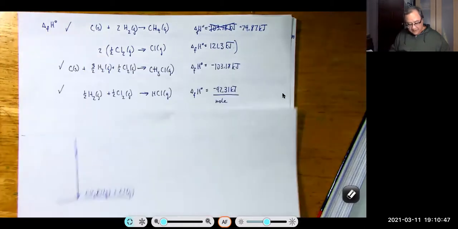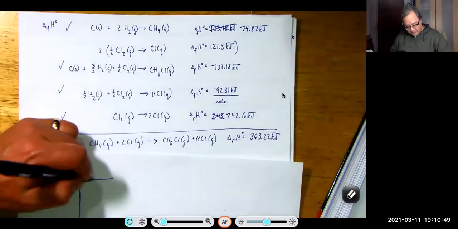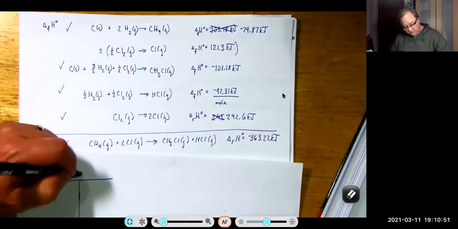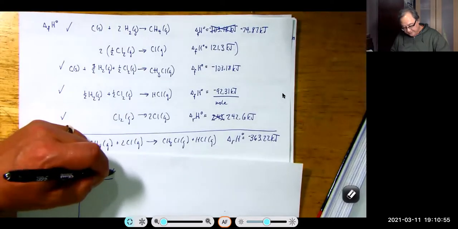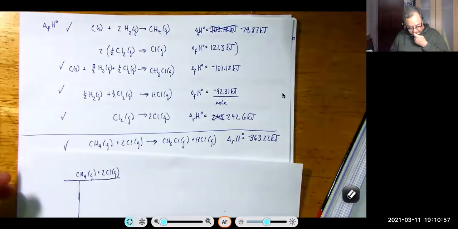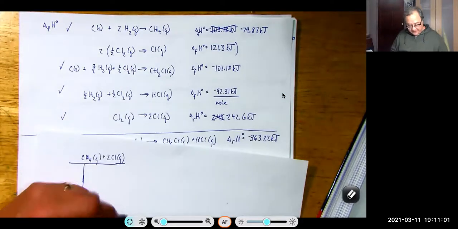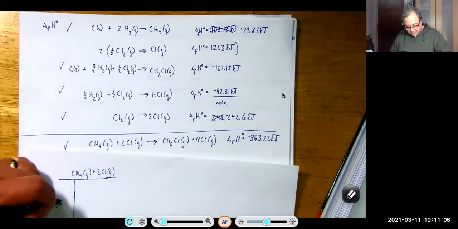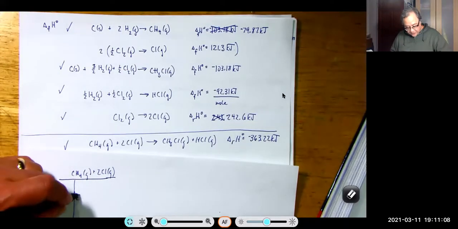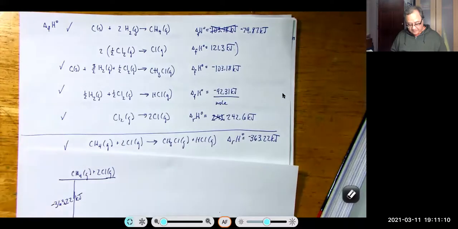What am I going to put at the other end of my arrow? I'm going to put CH4 gas plus 2Cl gas. Oops, this should be HCl gas. I made a mistake there. And this is minus 363.22 kilojoules going from here to here.